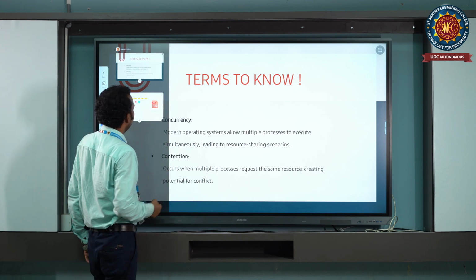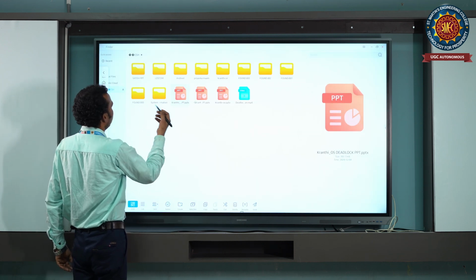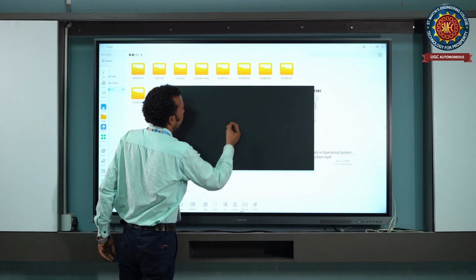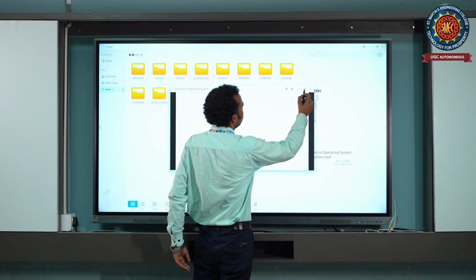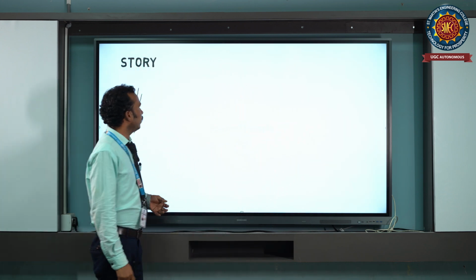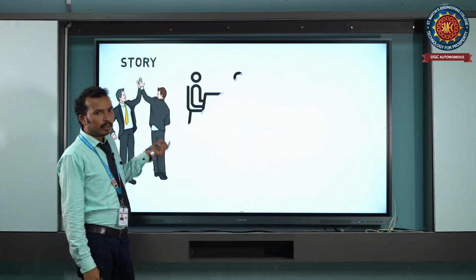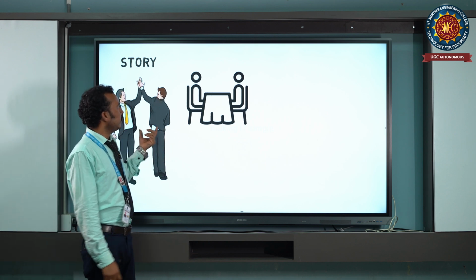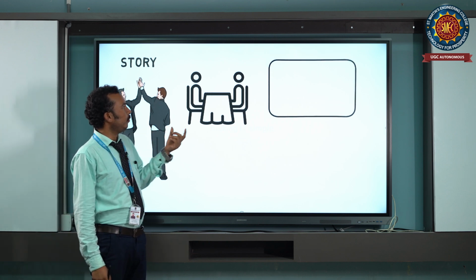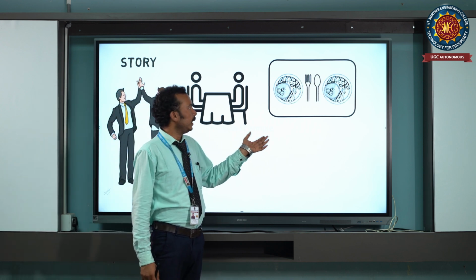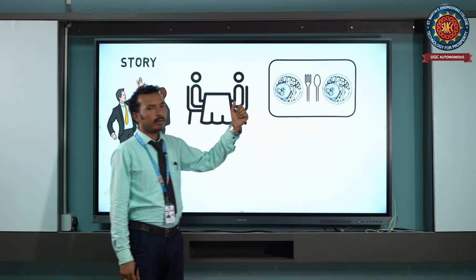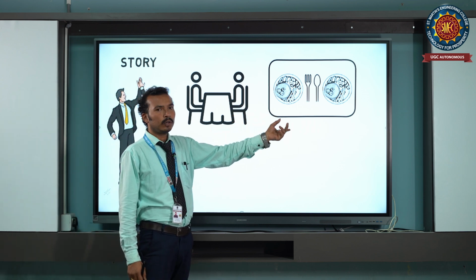We can see a video to explain this deadlock concept. With this video, we can easily understand it. In this video, two friends went to a restaurant and ordered food. On the table, they ordered the same type of food. On this table, we have only two utensils: the first one is a spoon and the second one is a fork.